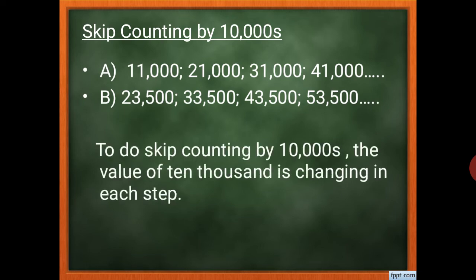Yes, so to do skip counting by 10,000, the place value of 10,000 is changing in each step. Like when we are doing it for 1,000, the place value of 1,000 is changing. And here we are doing it by 10,000. That means the place value of 10,000 is changing in each step. Like here it is 1, then 2, then 3, then 4. Similarly, here it is 2, then 3, then 4 and 5 and the rest of the digits are the same.